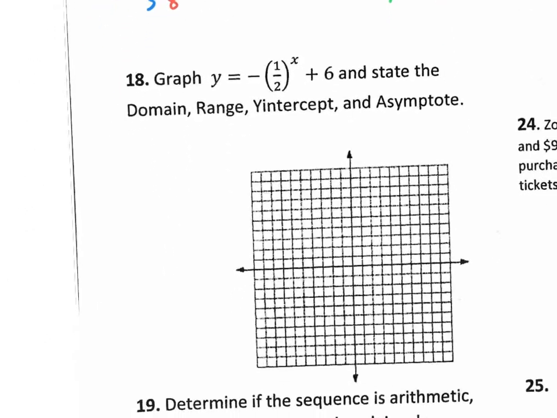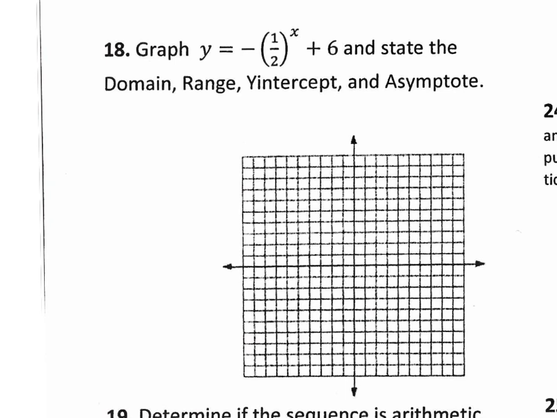It's also an exponential function, but in this case we have a decay function. Remember, if the base is greater than 1, it's a growth. If the base is less than 1, it's a decay. And the a value of -1 means that it reflects over the x-axis. So just like before, we're going to ignore h and k.